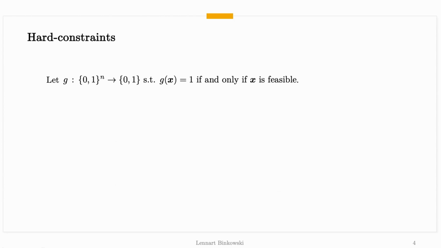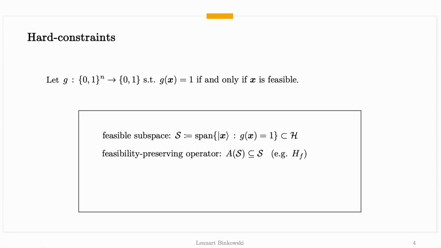Let's again keep the notion of this feasibility marker function G. But now instead we talk about a feasible subspace. I already introduced that two slides ago. Let's give it a name now. Let's call it S. With this new notation for G, this simply means S is the linear span of all computational basis states such that G of X, where X is the label, equals 1.